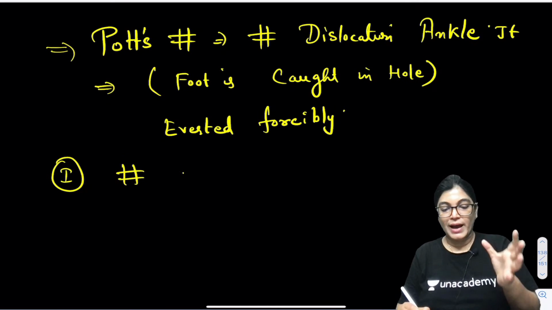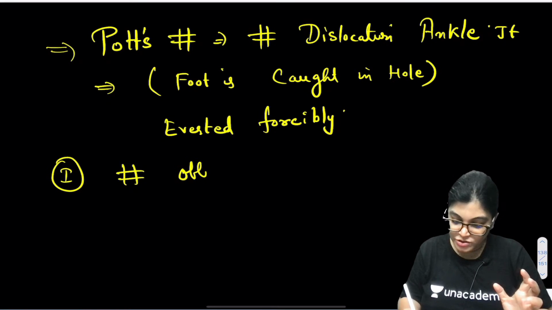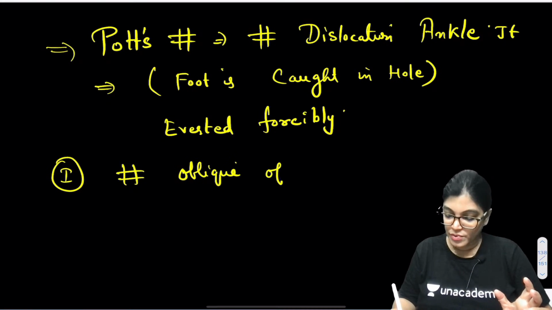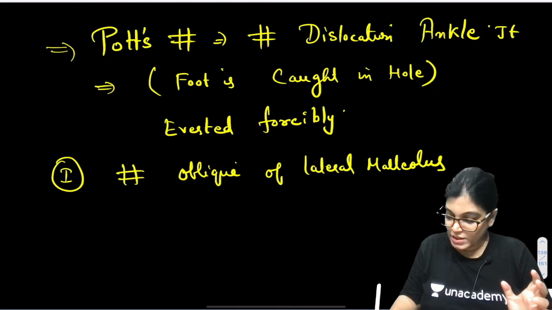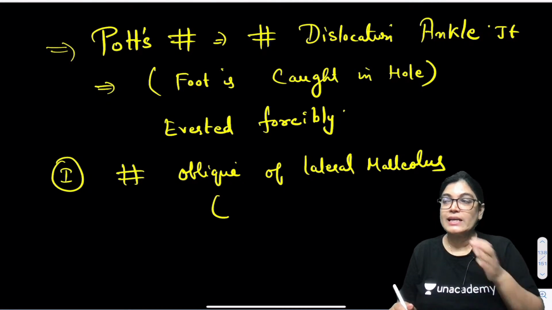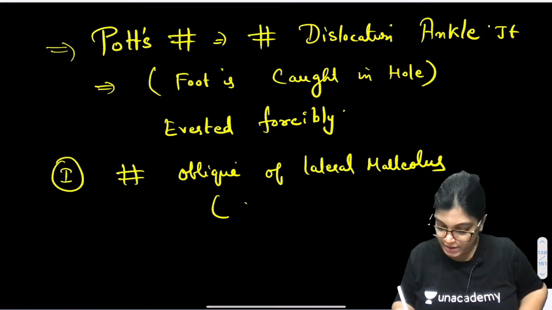The first stage of fracture is an oblique fracture of the lateral malleolus. What is the reason? Basically, the reason is internal or medial rotation of the tibia.